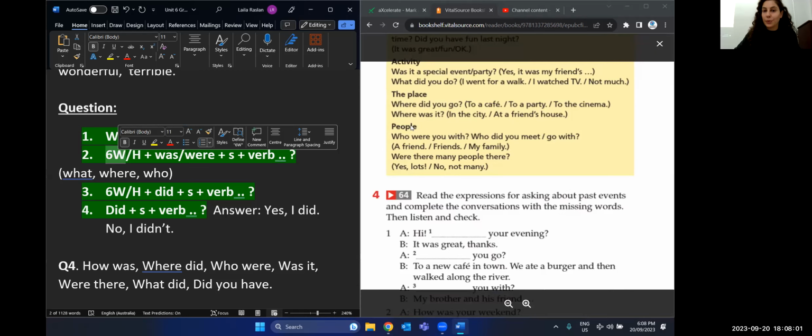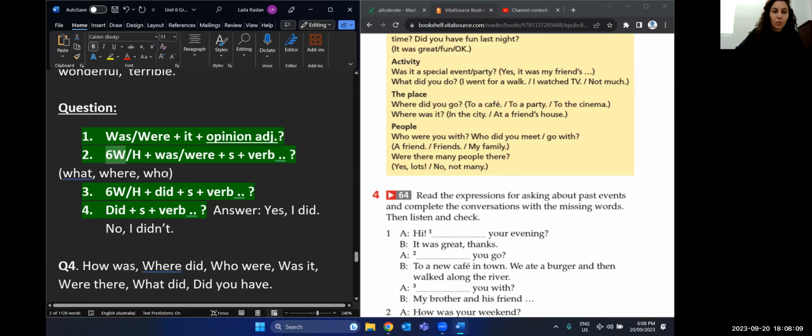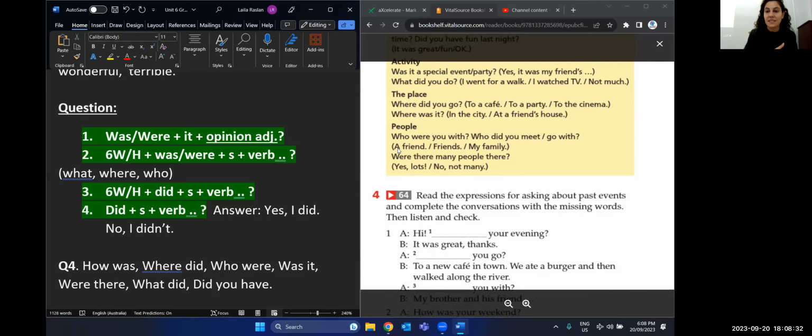If you're asking about a place, you say where. If you're asking about someone, you say who. We know that. Who was at the party? Who did you see? Who did you go with? Who did you speak to? Who did you send a message to? So who is because we want to know the person. And the answer would be a friend, a family member, my sister, my husband, whatever. Were there many people there?